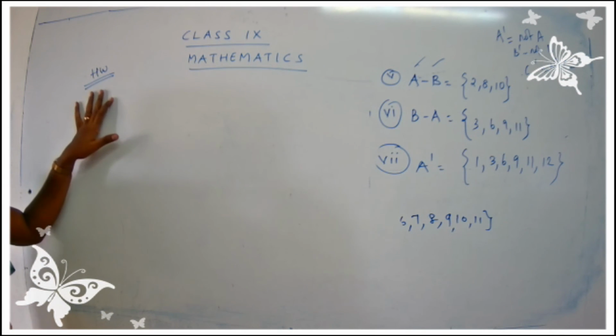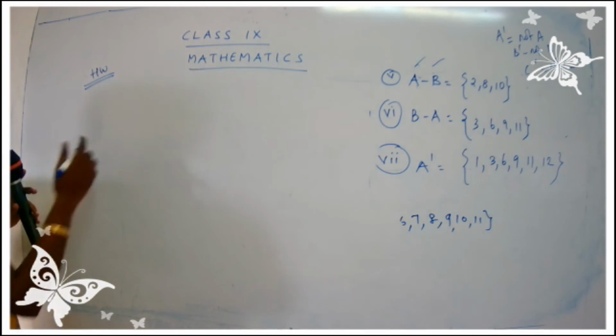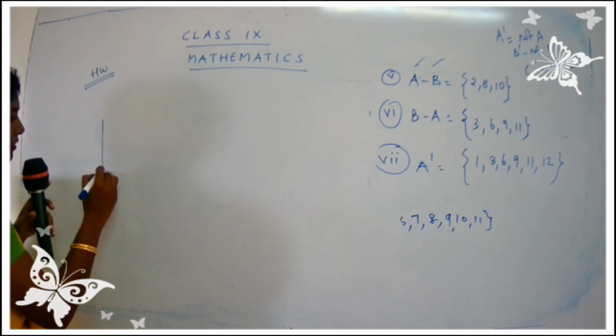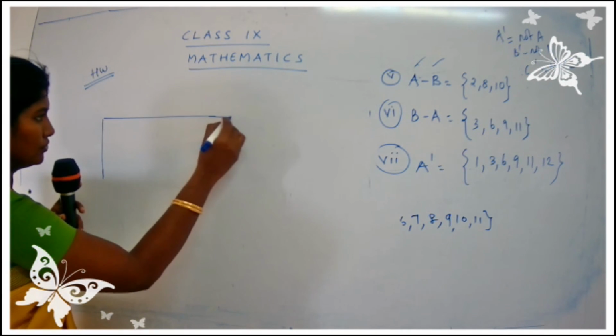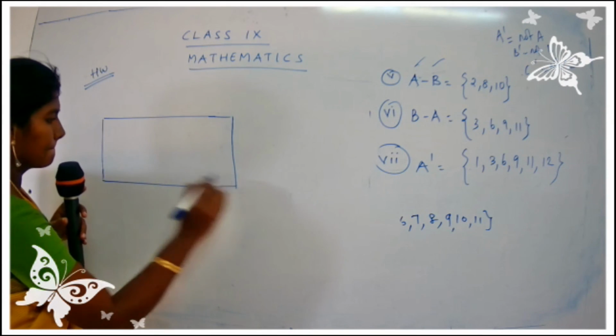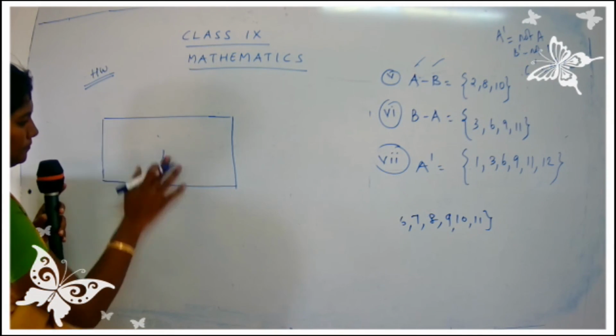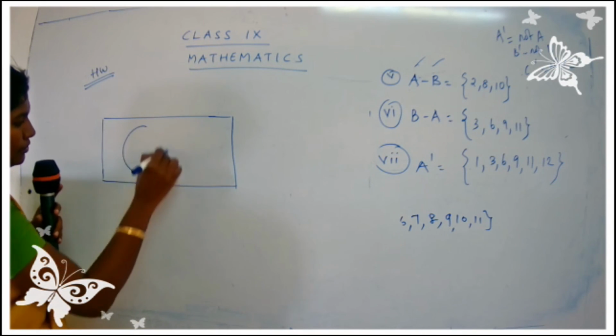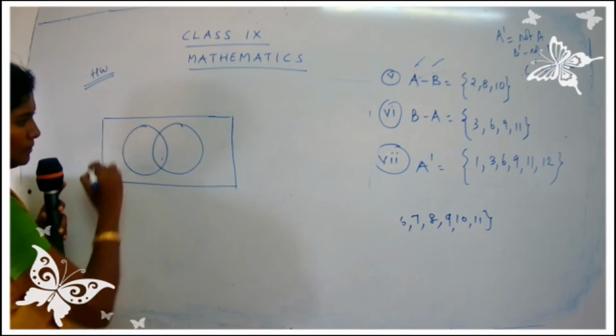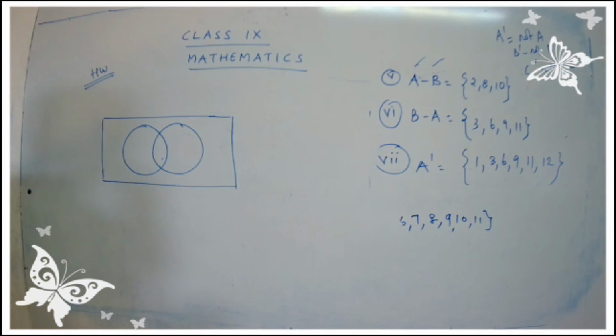So now you are going to take your homework page, take your pencil and take your scale, draw a rectangle, draw two sets. I'll draw a little bigger. Draw two sets A and B.